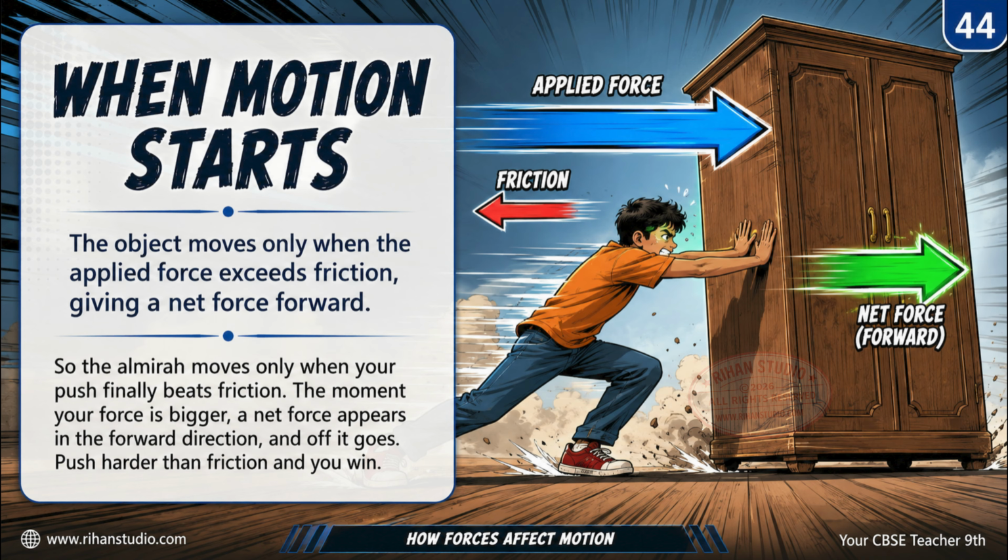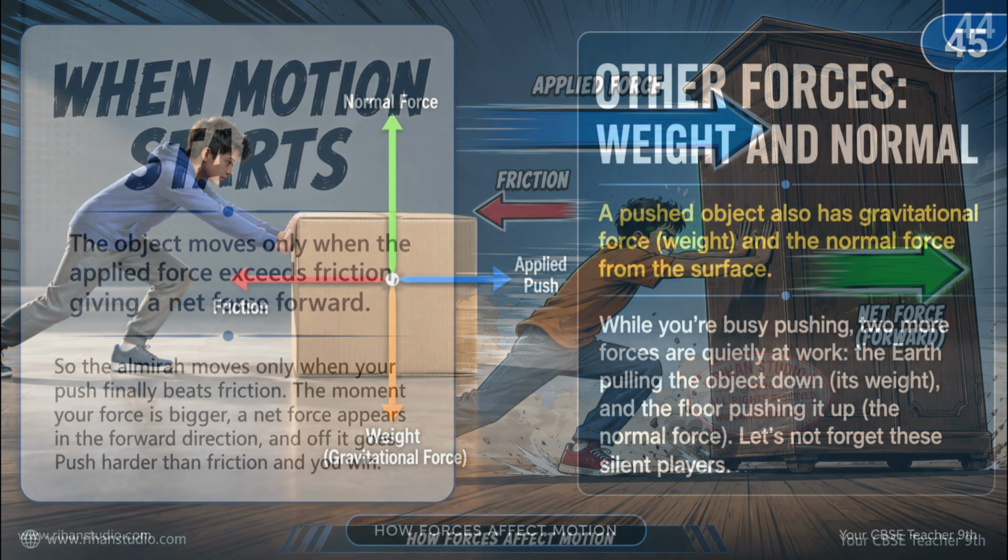When motion starts. So the almirah moves only when your push finally beats friction. The moment your force is bigger, a net force appears in the forward direction, and off it goes. Push harder than friction and you win.